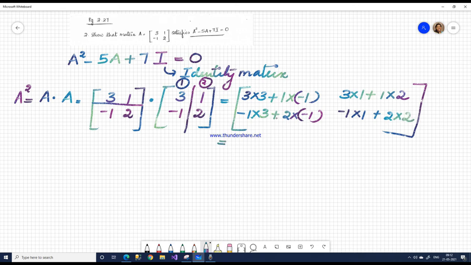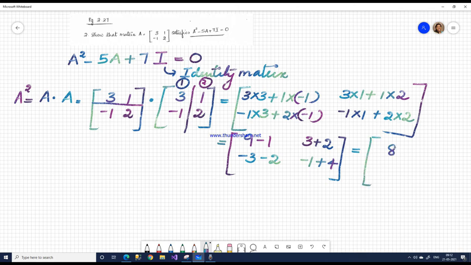So the value will be 9 minus 1, 3 plus 2, minus 3, minus 2, minus 1 plus 4. So the value is 8, 5, minus 5 and 3.